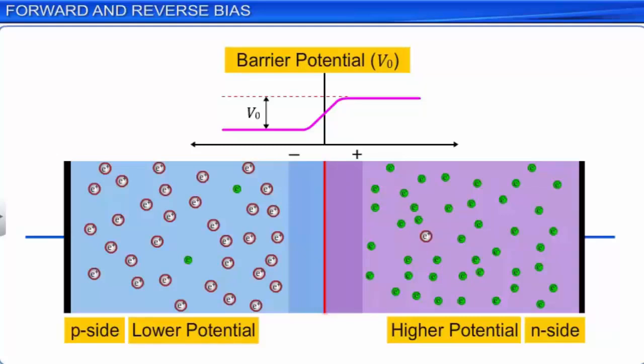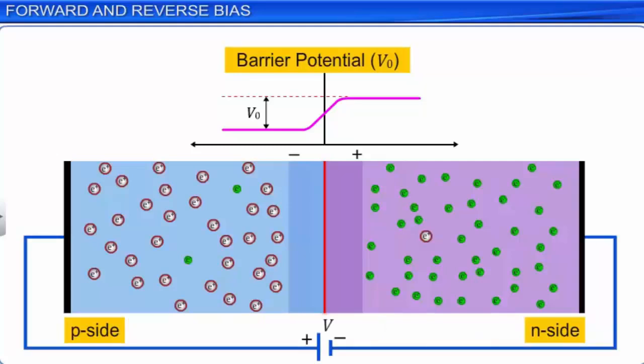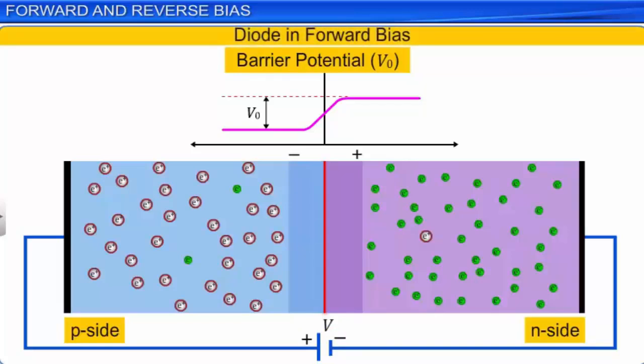Now, let the p-n junction diode be connected to a battery such that the p side is connected to the positive terminal and the n side is connected to the negative terminal of the battery. When connected in this way, the diode is said to be forward biased. When a p-n junction diode is in forward bias, the potential of the p side is raised and now the p side is at a higher potential and the n side is at a lower potential.